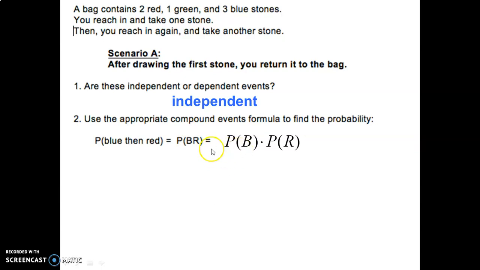Okay, as you may remember, for when we have one event followed by another, we just multiply the two probabilities. So here's probability of getting a blue stone times probability of getting a red stone. And the probability of getting a blue stone is 3 out of 6 because there are 3 blue stones out of the total 6 stones. And then, since you return that stone to the bag, your probability remains the same. And the number of stones in the bag remains the same. So we still have 6. So now the chance of getting a red is 2 out of 6. That becomes 6 over 36, which reduces to 1/6.